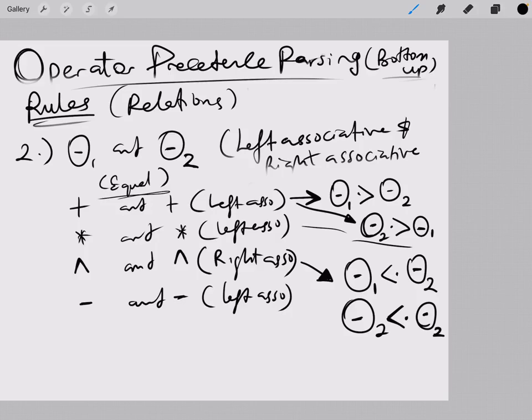After having said that, we now establish one more rule which is important.